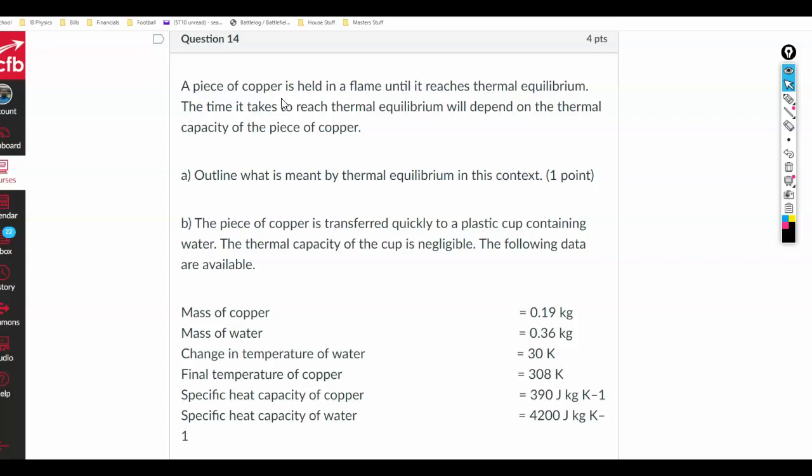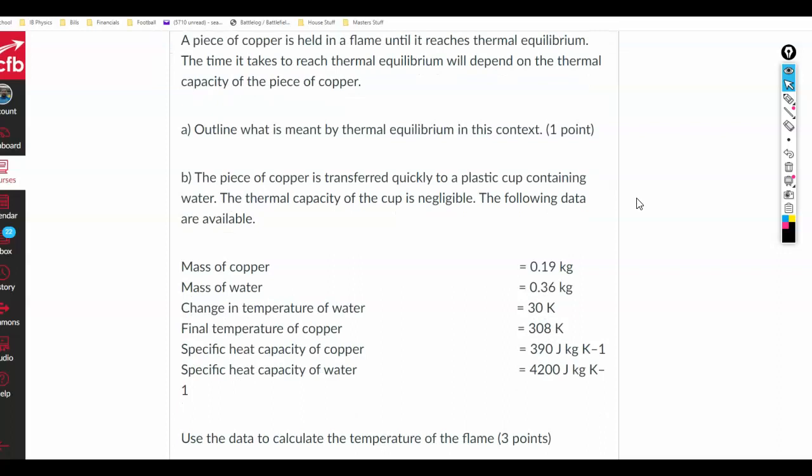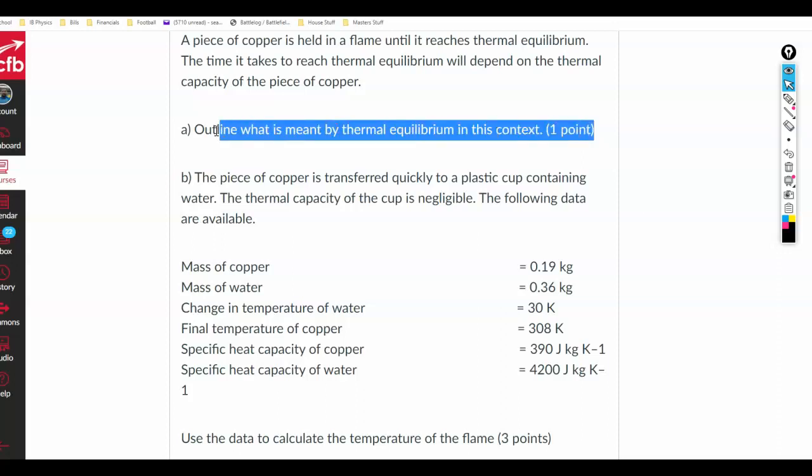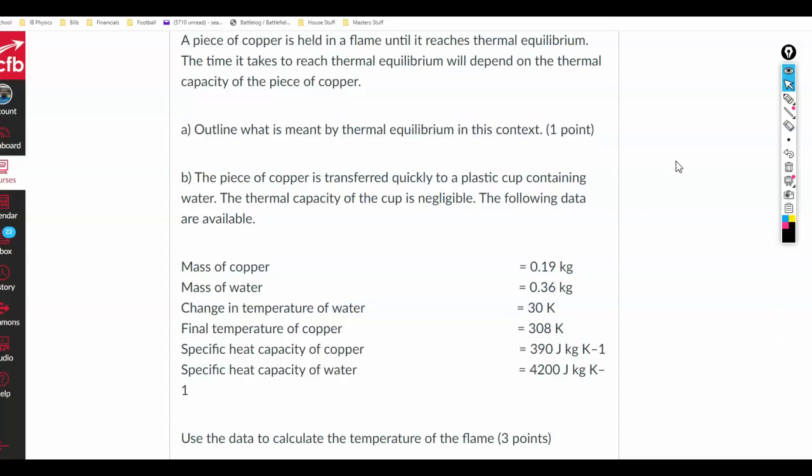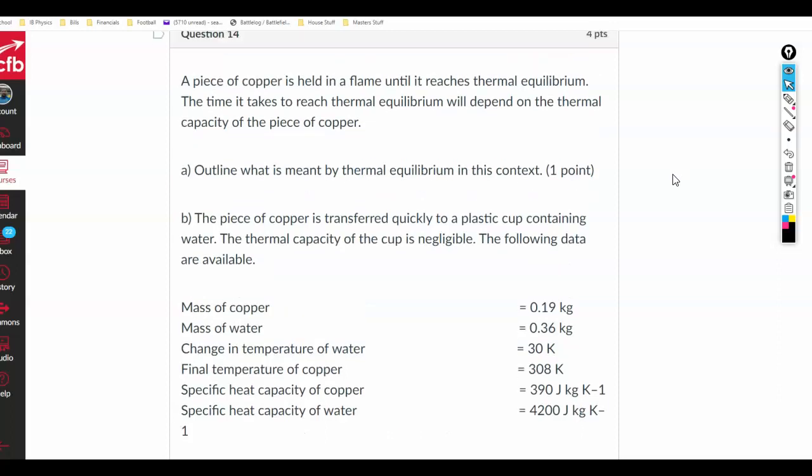Well, the piece of copper is held in the flame until it reaches thermal equilibrium. In this context, that means the copper is going to reach the same temperature as the flame. That's it, that's the answer for A. The copper and the flame are going to have the same temperature because they're in thermal equilibrium. That's all you had to say for A.